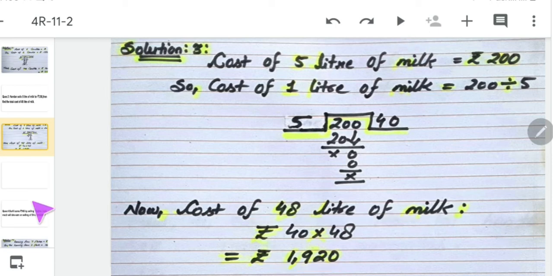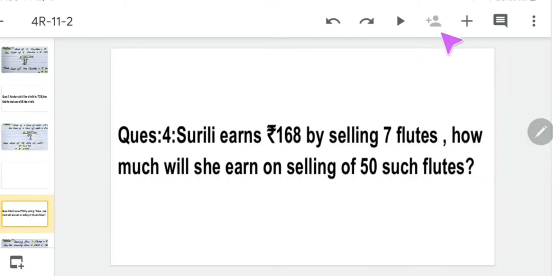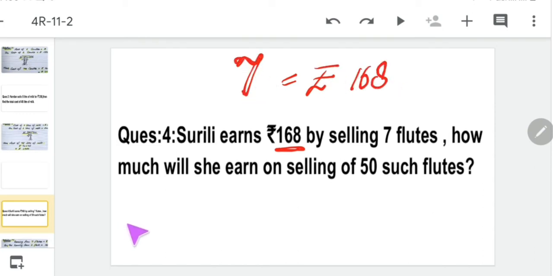Now the next question is, Surili earns 168 rupees by selling 7 flutes. Now we have to answer, how much will she earn on selling 50 such flutes? So first we have to find out the price for 1 by dividing 168 with 7.